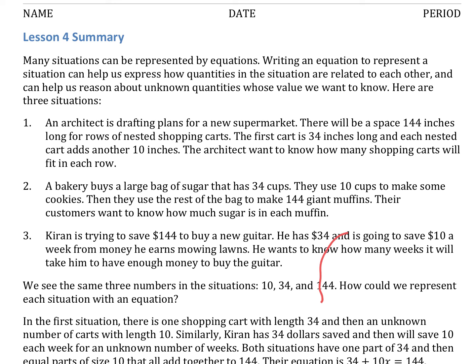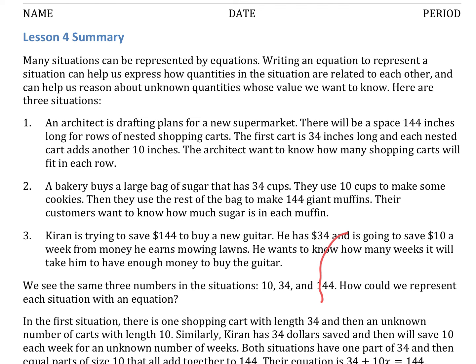So if we think about this situation, the unknown would be, well, how many carts can we fit in the row? So we could use our variable to represent that. Could be C for carts, X, Y, whatever you want it to be. What we do know is that the first cart is 34 inches. So I'm going to represent that as just a plus 34. And then after that, we have each additional cart, which adds another 10. So it's going to be 10 times the additional number of carts, and that is set equal to 144 inches.